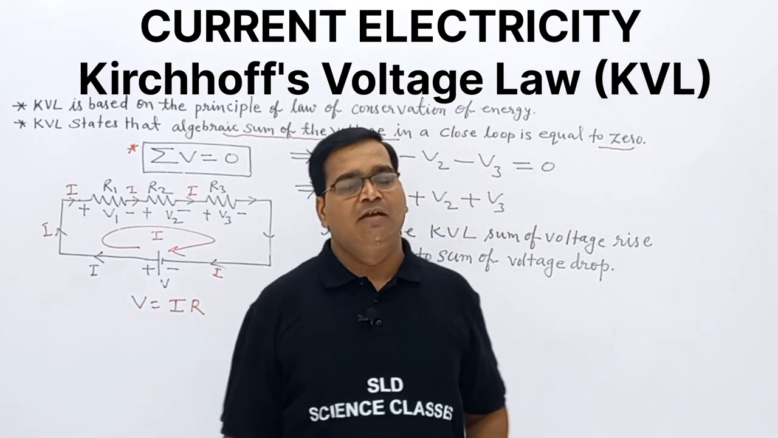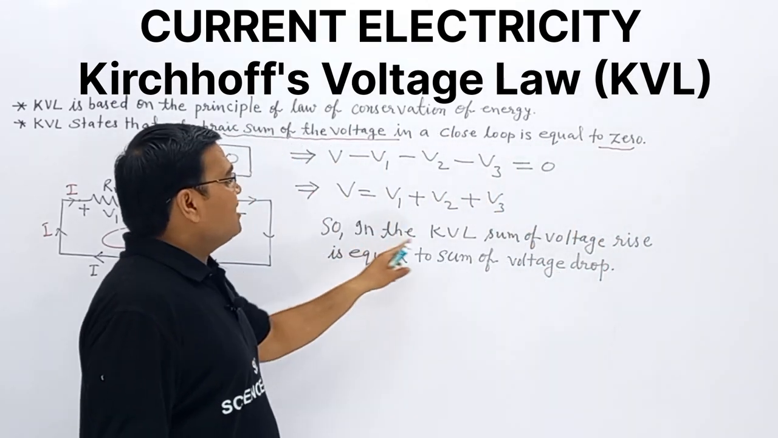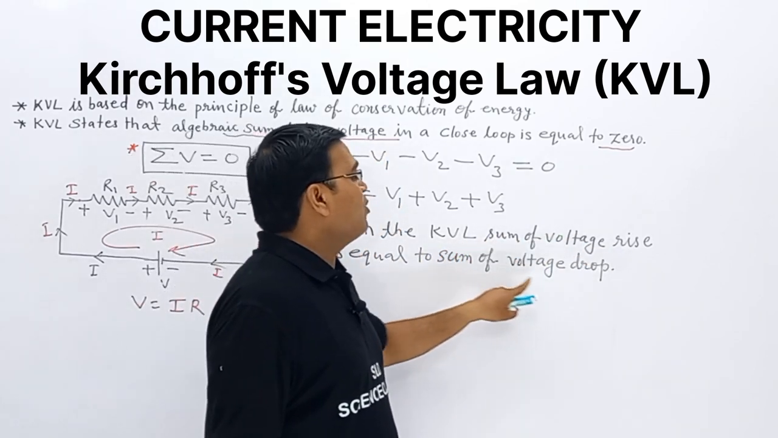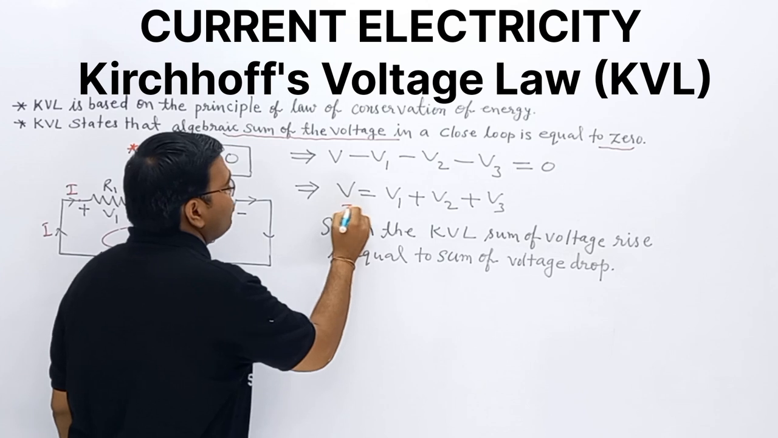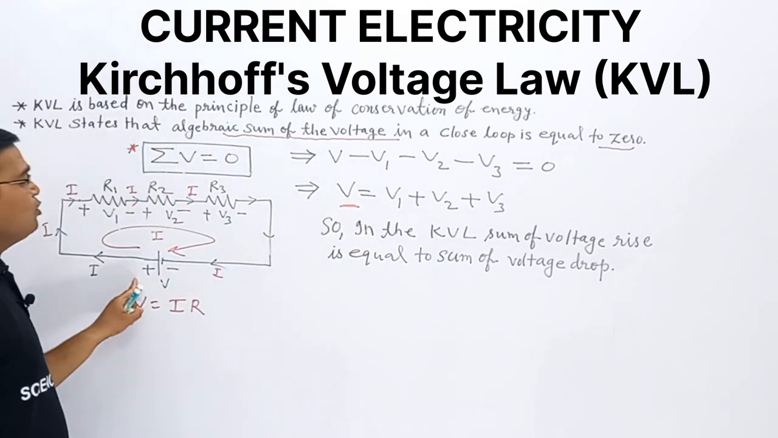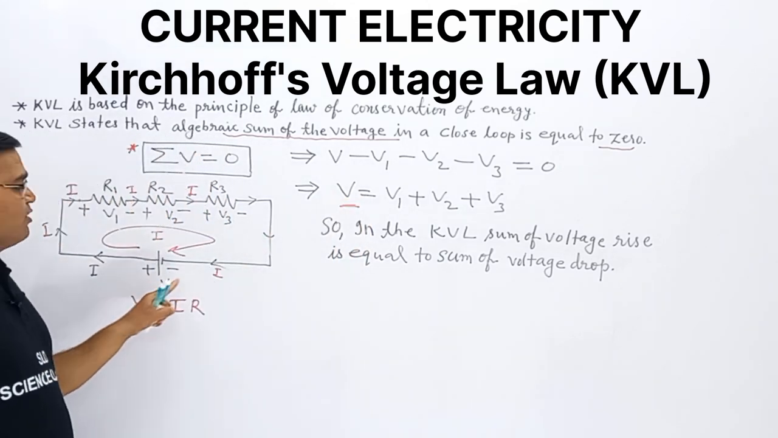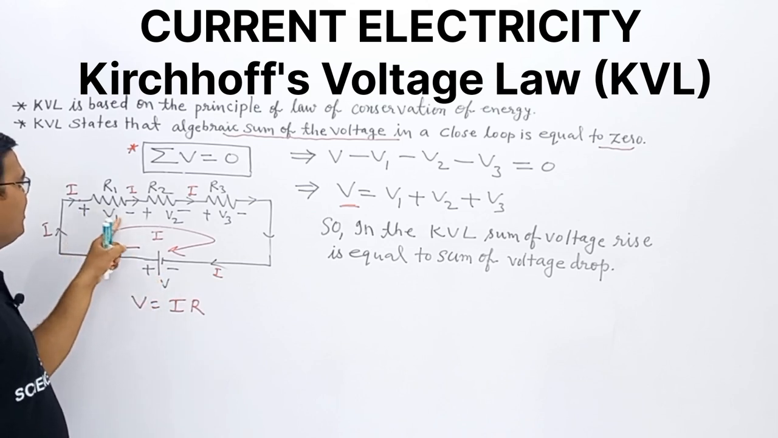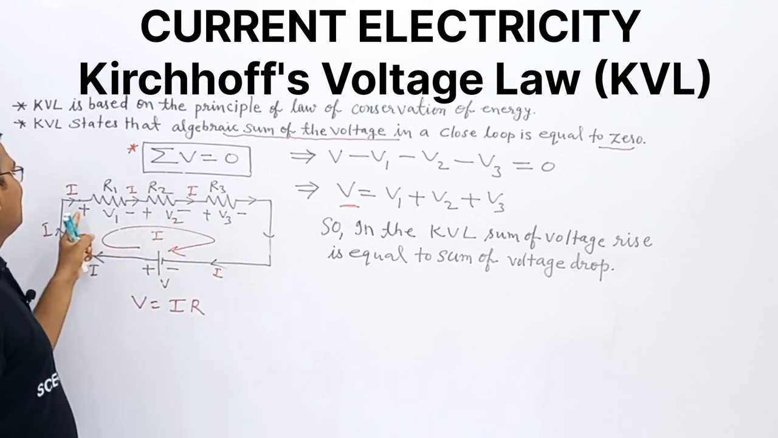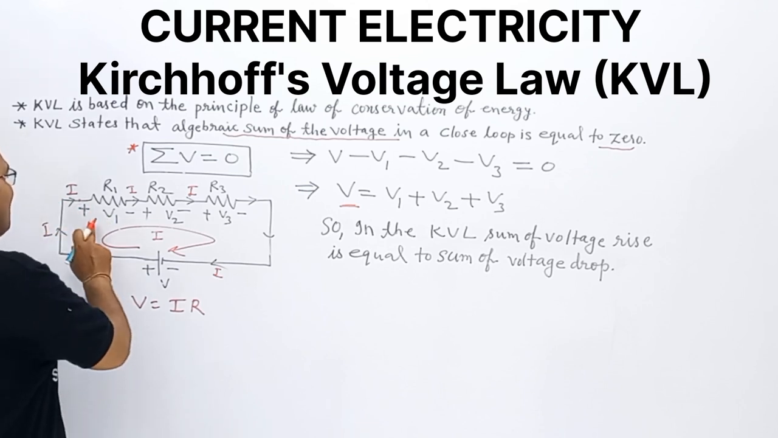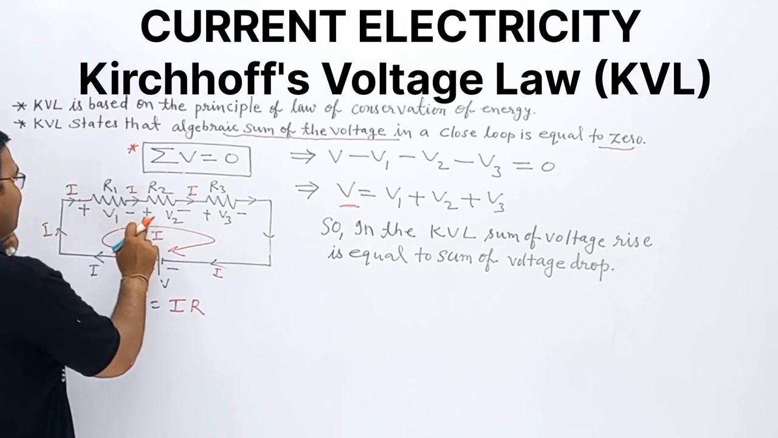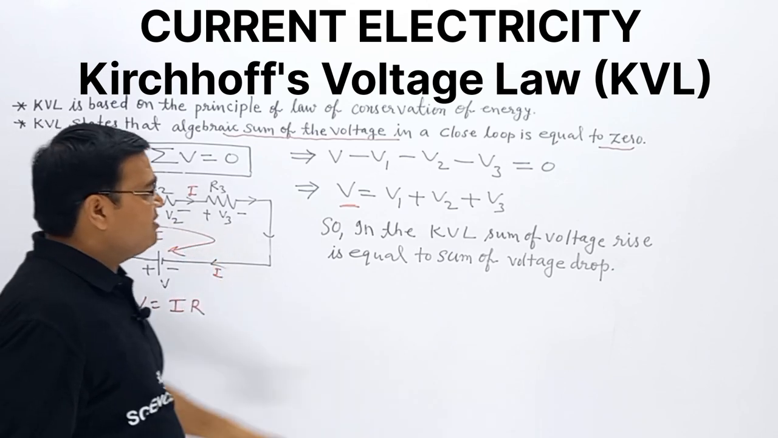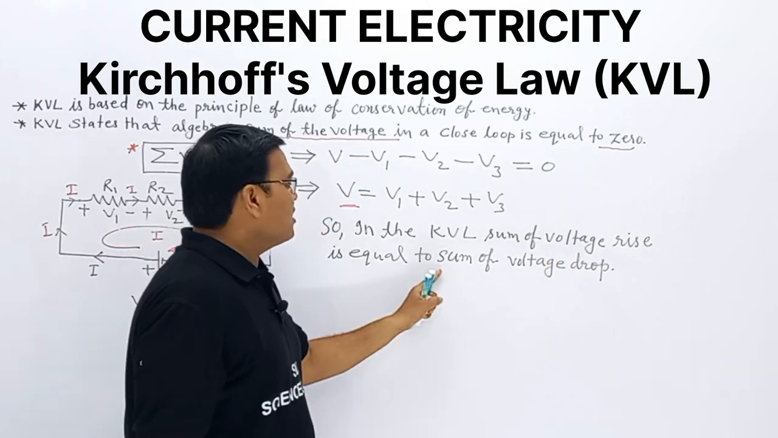In another way, we can say that in KVL, the sum of voltage rise must be equal to the sum of the voltage drop. Observe this one: this is minus to plus, so it is a voltage rise, an increasing voltage. The remaining are V1, V2, V3, the three sources we have. These are decreasing voltages, plus to minus, plus to minus, plus to minus. So V1, V2, V3 are decreasing, so this is the sum of voltage drop.